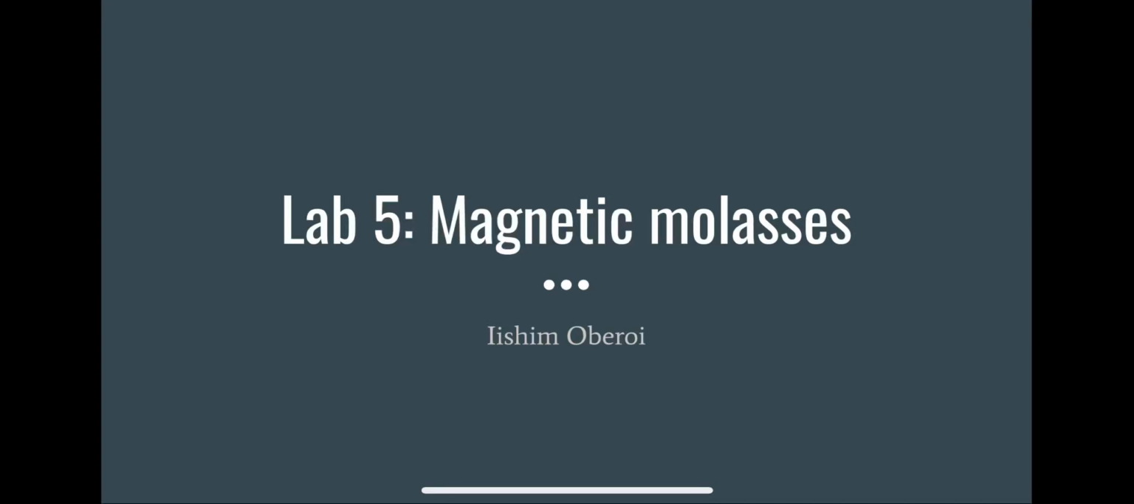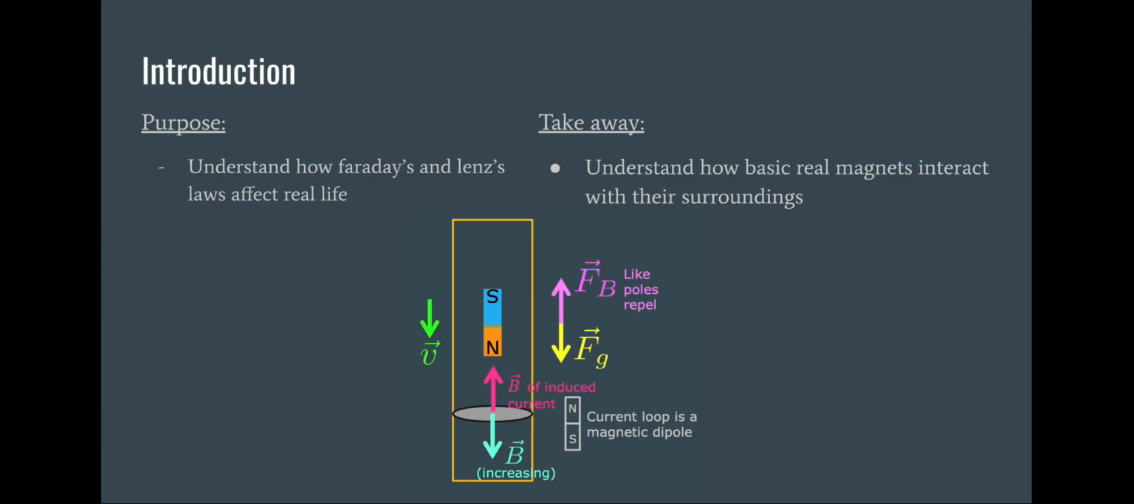This is Lab 5, Magnetic Molasses by iishim Oberoi. The purpose of this lab is to understand how Faraday and Lenz's laws affect real life, specifically how magnets falling through tubes are affected, and the takeaway is to understand how basic real magnets interact with their surroundings.